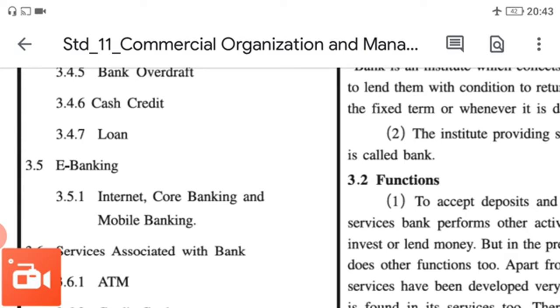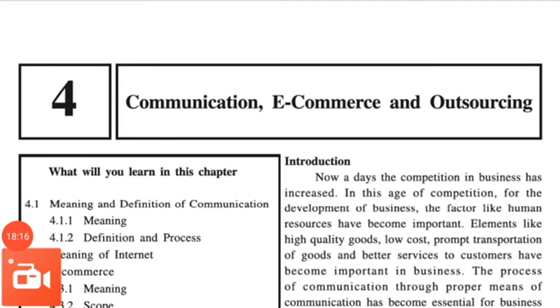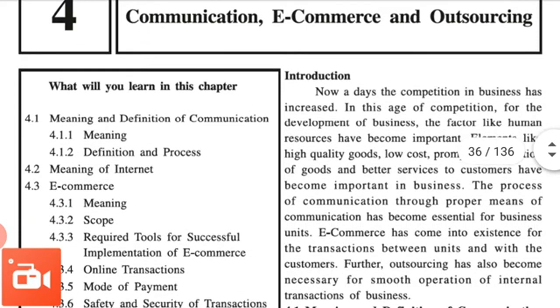Then in chapter number 4, communication, e-commerce and outsourcing. So what is communication? Then what is e-commerce? E-commerce includes online transaction, mode of payment. We heard words like NEFT, then RTGS, then net banking, right? They are all words included in e-commerce.